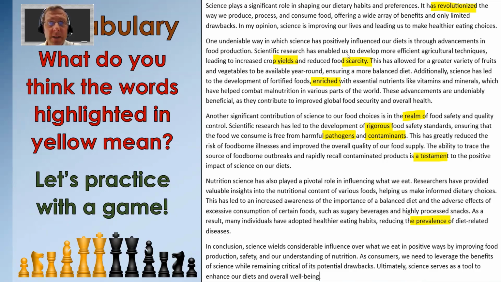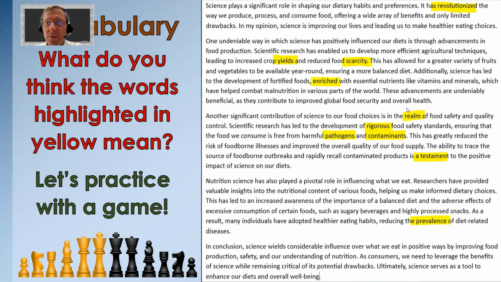Reduced food scarcity. If something is scarce, it's difficult to come by. So in other words, the author is saying that food is more plentiful. Enriched has a very positive connotation. When you enrich food with essential nutrients like vitamins and minerals, you're making that food healthier.